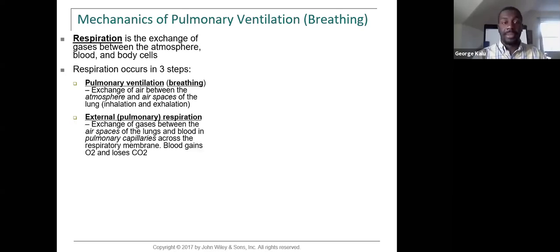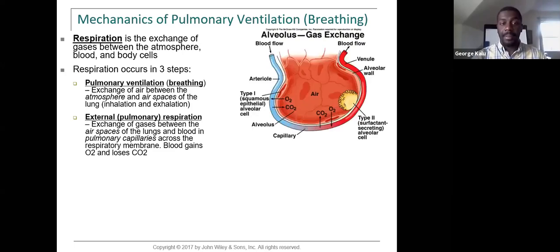The second type of respiration is called external respiration. External respiration is where we have an exchange of gases between the alveolar air spaces and the pulmonary capillaries.